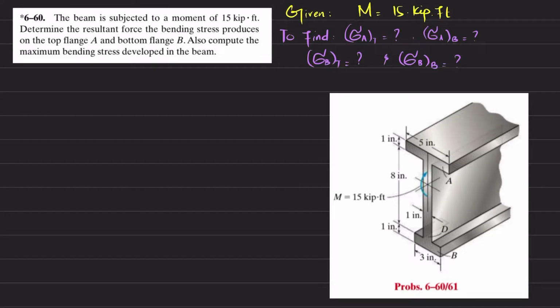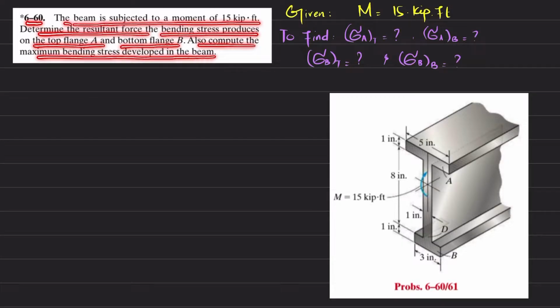Welcome back. Problem 6-60. The statement is: the beam is subjected to a moment of 15 kip-feet. Determine the resultant force and the bending stress produced on the top flange A and bottom flange B. Also compute the maximum bending stress developed in the beam.